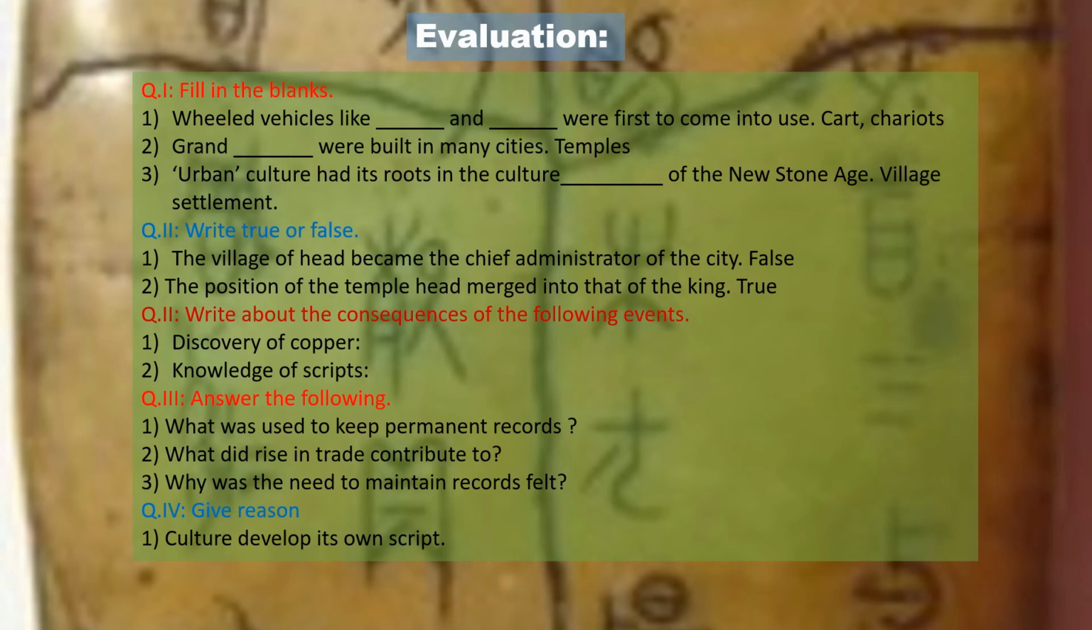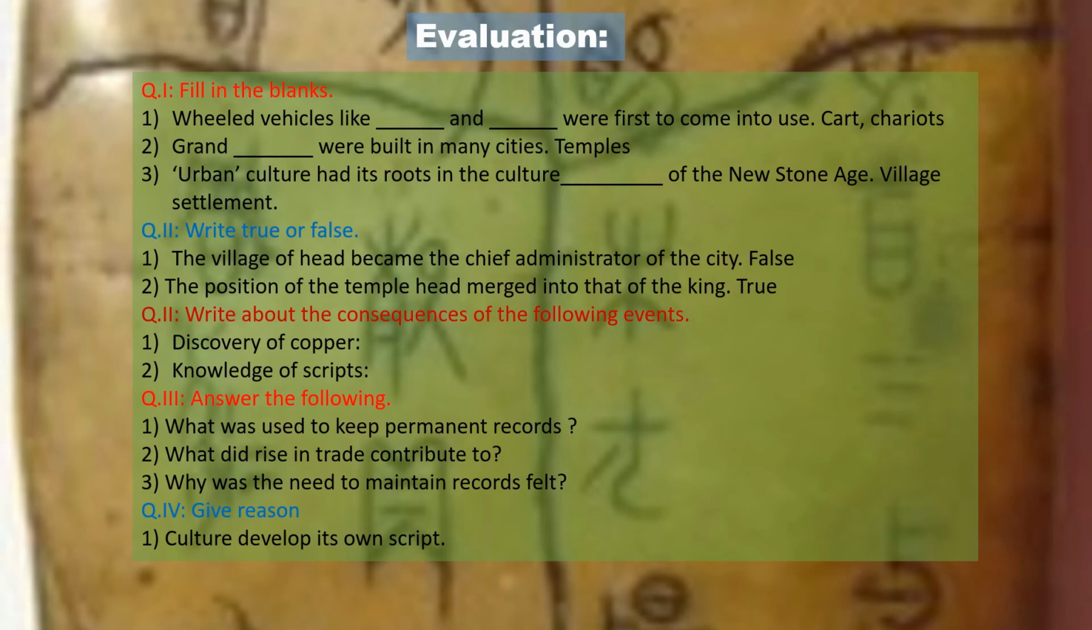Answer the following. What was used to keep permanent records? Answer: Script was developed for the purpose of keeping permanent records. Second, what did the rise in trade contribute to? Answer: Rise in trade contributed to the emergence and development of cities.